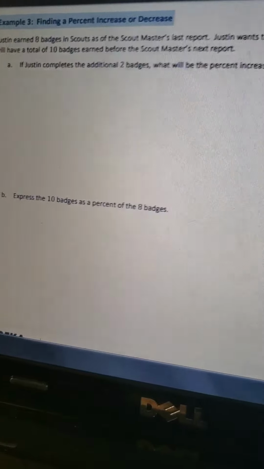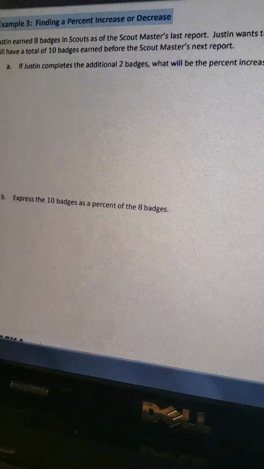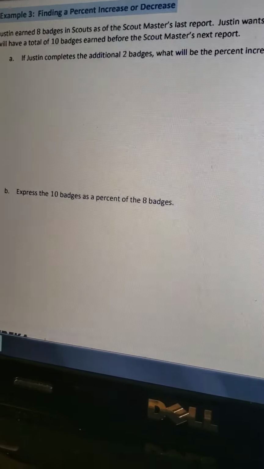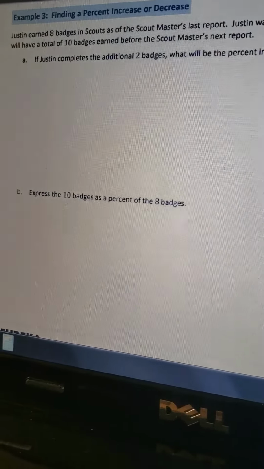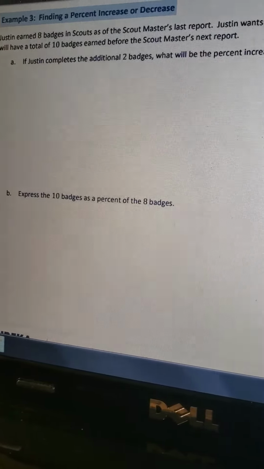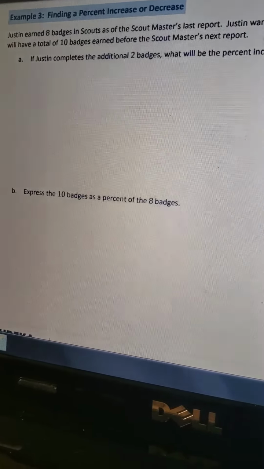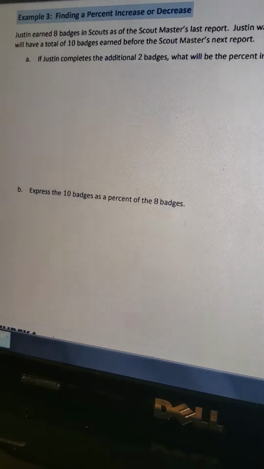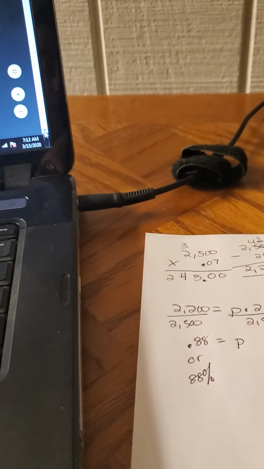So this goes back to the problem we were doing before. If he has 8 badges, each badge is what percentage? So you might want to do that using your formula. Whole times percentage equals the part or fraction, and find out each individual badge is what percentage of the total collection.